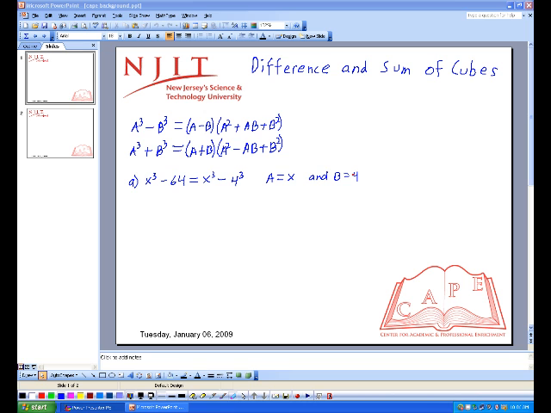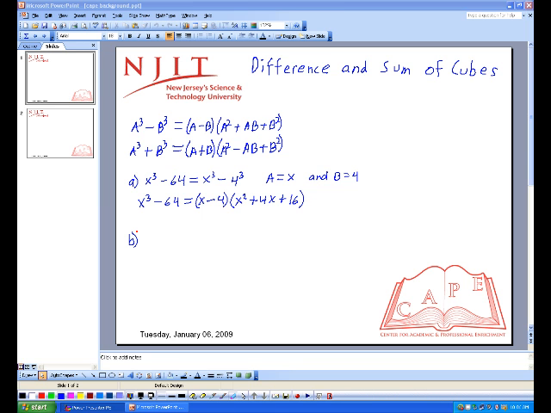So now we can simply put it into the formula. X cubed minus 64 is going to equal a minus b, so x minus 4, times a squared, x squared, plus ab, 4x, plus b squared, 4 squared, which is 16. And that's going to be the difference of cubes.